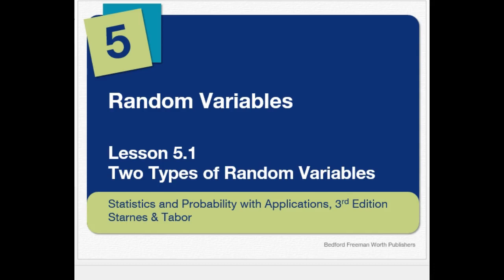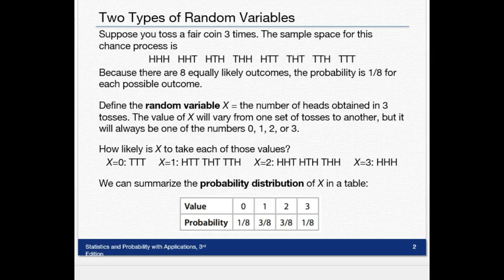All right, in 5.1, we're going to talk about random variables, and there's two kinds of random variables you need to know. Suppose you toss a coin, a fair coin, three times.